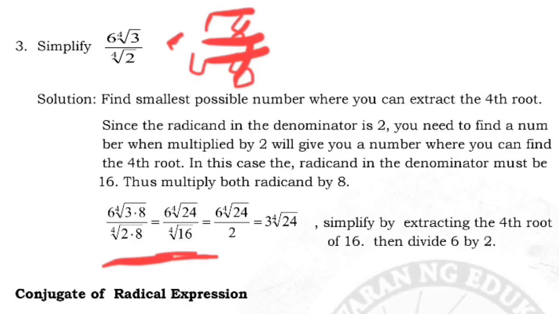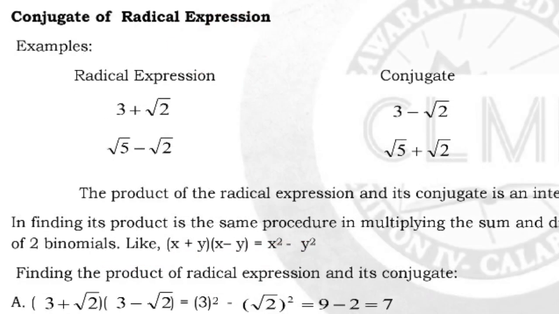16 is a perfect 4th power, so the 4th root of 16 is equivalent to 2. Then simplifying, 6 divided by 2 is 3. So our final answer is 3 times the 4th root of 24.